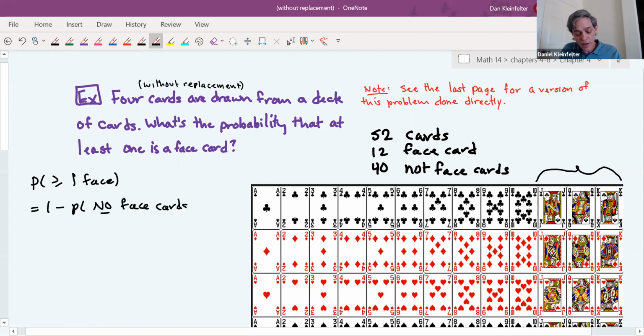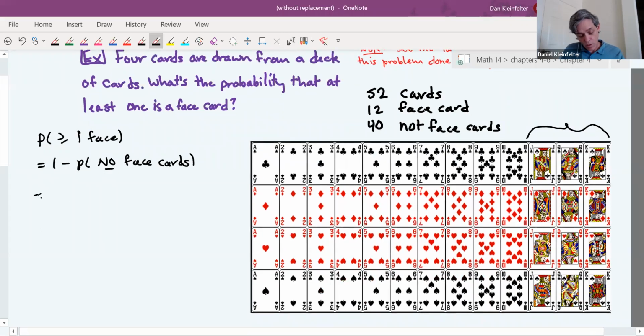Okay, and so it's going to turn out that that's easier to calculate. So 1 minus, and then we need the probability of no face cards. So I need to think about what formula that is. If there's no face cards and we're drawing 4, that means the first one is not a face card, and the second one isn't, and the third one isn't, and the fourth one isn't. So this turns this into an and problem. So we're going to multiply these probabilities.